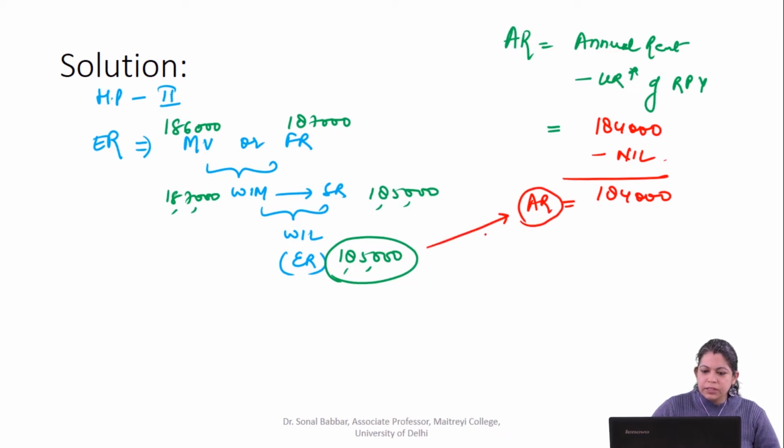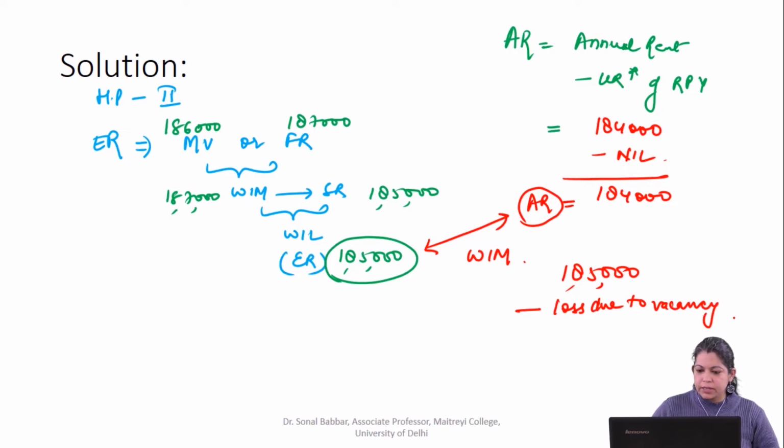We need to compare these two figures and take whichever is more. So we take 1,85,000 and subtract loss due to vacancy, if any. Since the property was not left vacant during any time of the previous year, therefore loss due to vacancy is also nil, and we get GAV, which is 1,85,000.